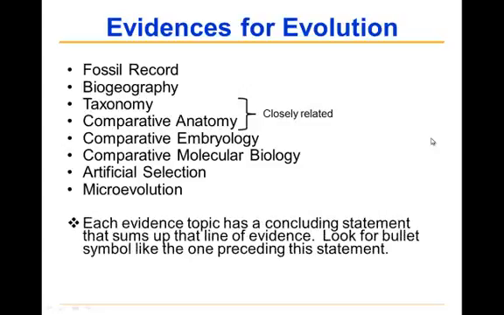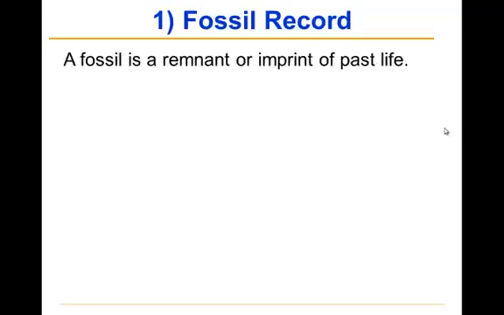And so each evidence topic has a concluding statement that sums up that line of evidence. It has a bullet, this funky bullet symbol like this, and so look for those. The first line of evidence is fossil record.